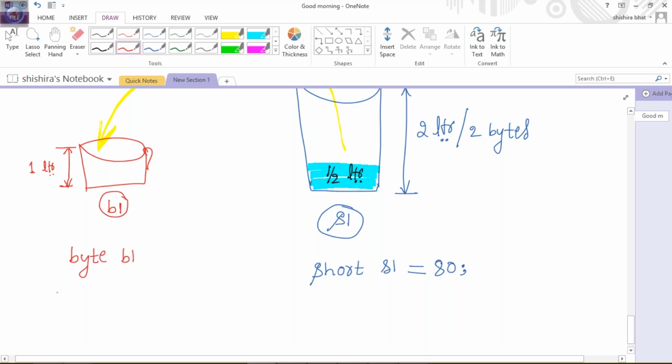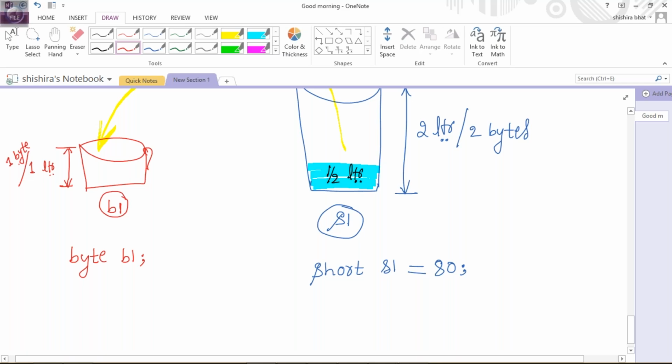I consider the variable as byte B1. So I have a variable called B1. What is the data type of B1? Byte. The data type of B1 is byte. Are you all clear now? So byte capacity is 1 byte. What is the capacity of byte? 1 byte is the capacity. That's why I represented it as 1 liter.